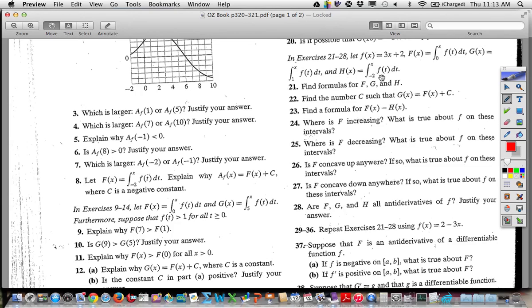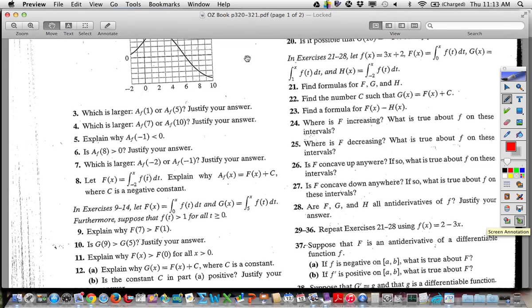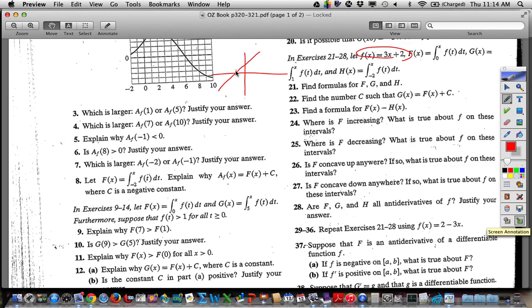Where is big F increasing? Now, first of all, let me draw a graph of little f here just to help us out. Let me draw a graph of little f. And you remember I had this up here yesterday. It's a line. Little f is this line right here. So it came up and it went like this. And it crossed right here at negative 2/3. Right? That's where it crossed. All right? So where is big F increasing?